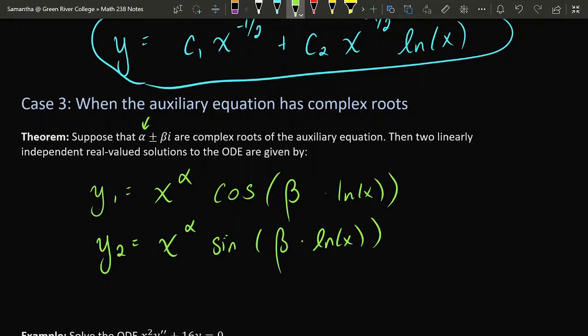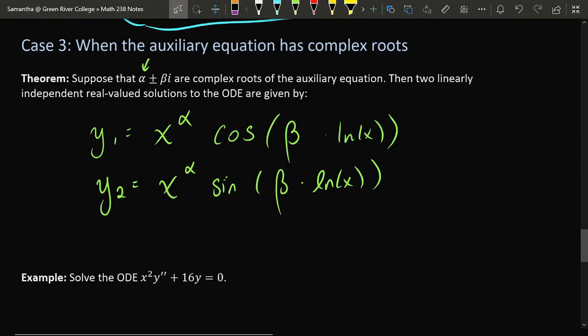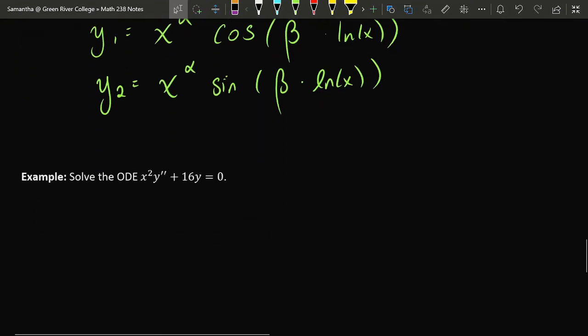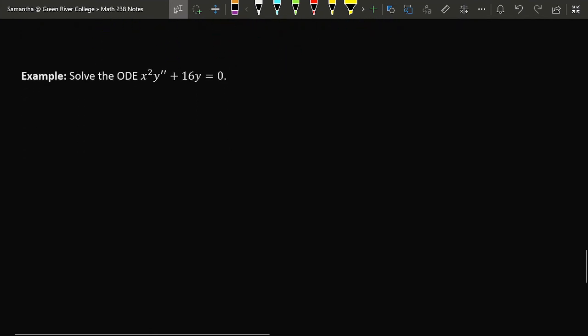Once again, very similar to what we did yesterday. Yesterday we had an exponential in front, multiplied by cosine of beta times x, or sine of beta times x. And this time we have a power function out in front, multiplied by either cos or sine of beta times natural log of x instead of just regular x. For example here, let's consider the ODE where we have x squared y double prime plus 16y equals 0.